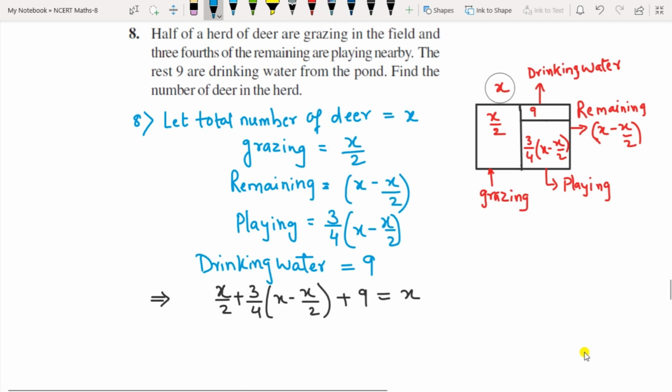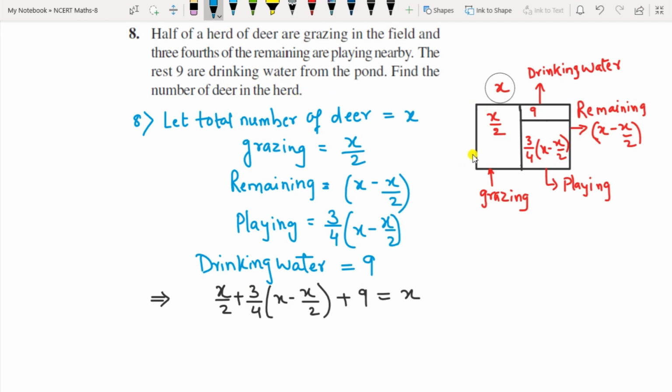Okay. Let us move on to question number 8. Question number 8 is given. Half of a herd of deer are grazing in the field and 3/4 of the remaining are playing nearby. The rest 9 are drinking water from the pond. Find the number of deer in the herd.